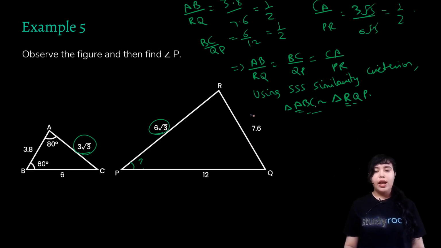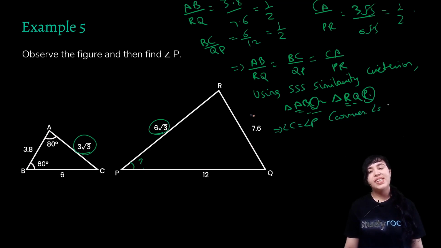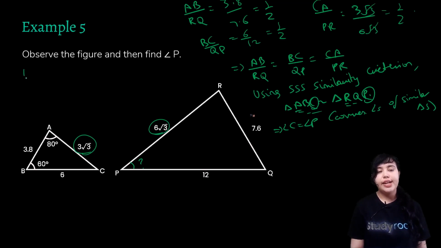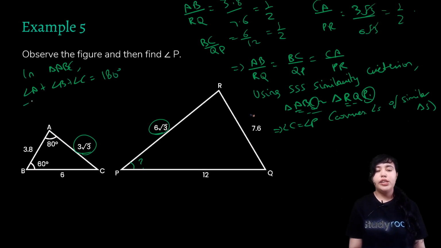Now, if the two triangles are similar, it obviously means that the corresponding angles are equal, which means angle C and angle P are equal. Angle C is equal to angle P because they are corresponding angles of similar triangles. Alright, then over here we can calculate angle C, right? So in triangle ABC, we know that angle A plus angle B plus angle C is equal to 180 degrees because the sum of angles of a triangle is 180 degrees.